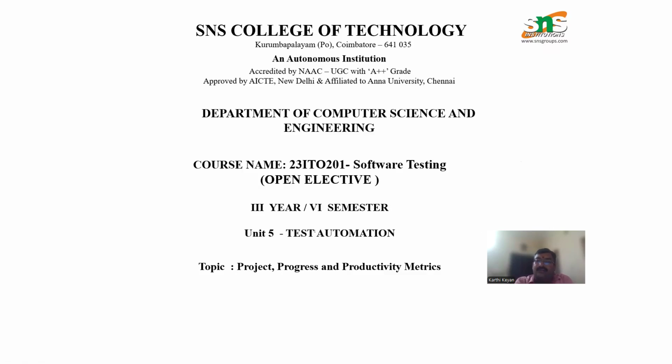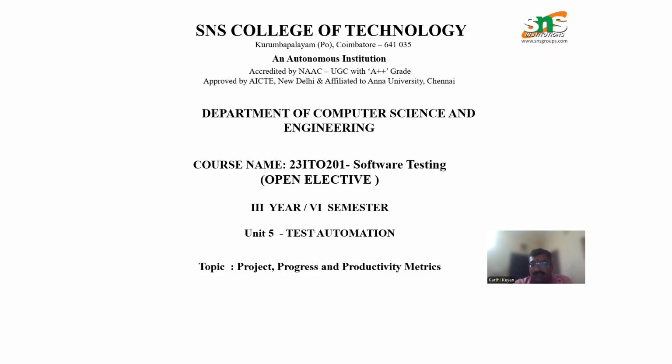23ITO201 Software Testing, open elective, third year, sixth semester. Unit 5: Testing Automation. Topic: project progress and productivity metrics. In the last class we saw the topic of testing, metrics and evaluations.